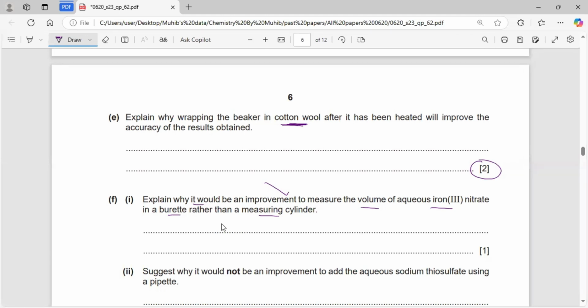So again, suggest why it is not an improvement to add aqueous thiosulfate using a pipette.